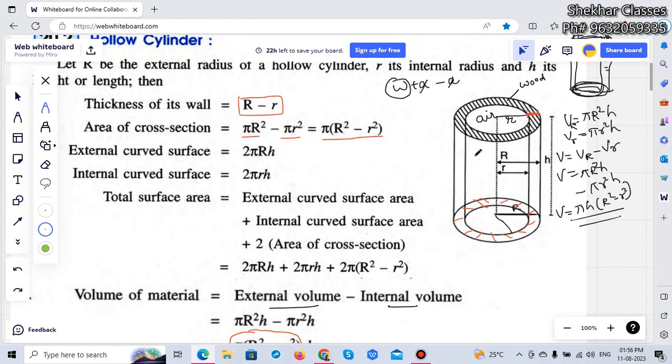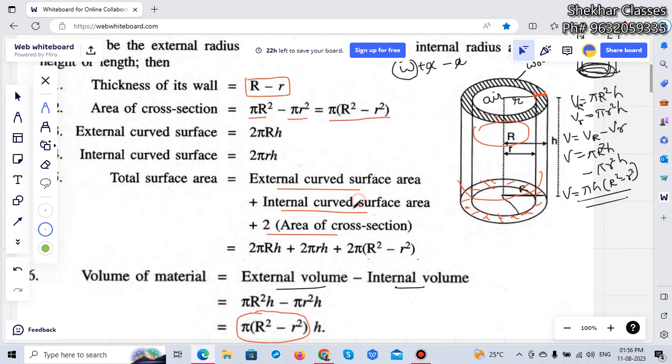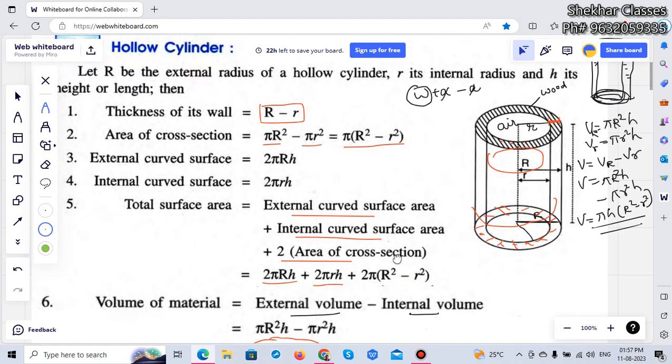You need to understand total surface area will be inner curved surface area plus outer curved surface area plus area of this base and area of the top. Area of inner curved surface, external curved surface, and area of two cross sections, which is the wooden part, not the air in it, only the wooden part. So remember, inner curved surface area is 2 pi r h, outer is 2 pi capital R h, and the cross section area is pi (R square minus r square), and for one and another one, so it is 2 times here. So this is the formula for total surface area.